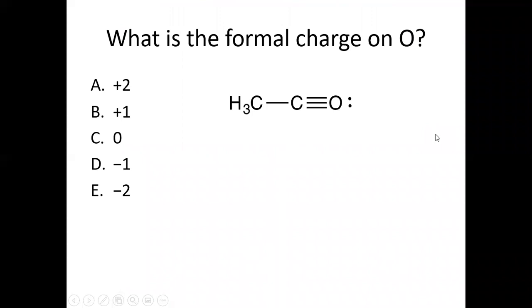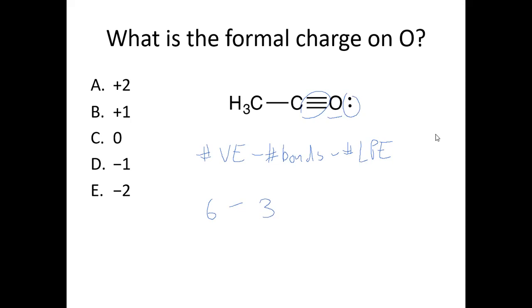So moving on. What is the formal charge on oxygen? So again, let's do this out, so we make sure that we're all good. To calculate formal charge, it's the number of valence electrons minus the number of bonds that that atom currently has, minus the number of lone pair electrons. Oxygen, if you go back and take a look, has 6 valence electrons. This oxygen has a triple bond, therefore it has 3 bonds. And it has a lone pair, which means it has 2 lone pair electrons. We don't count the number of lone pairs, we count the number of lone pair electrons.